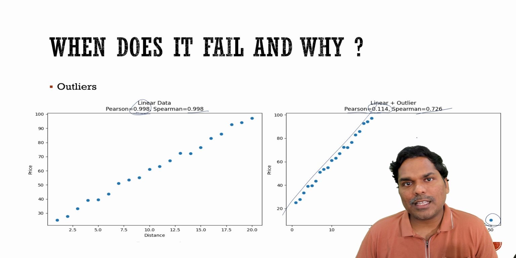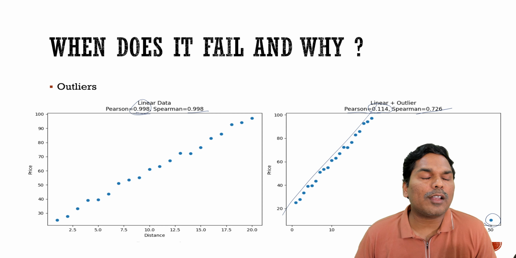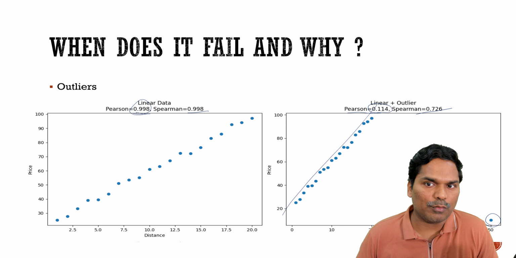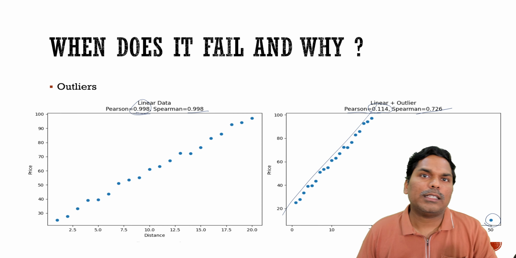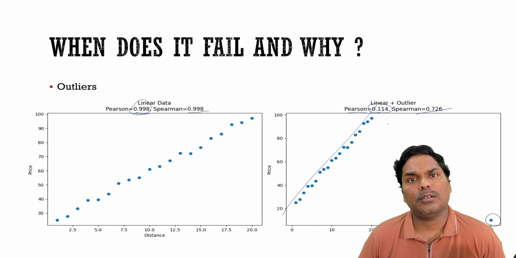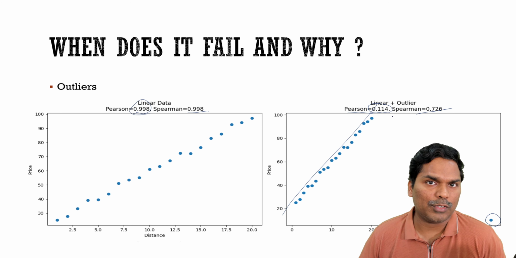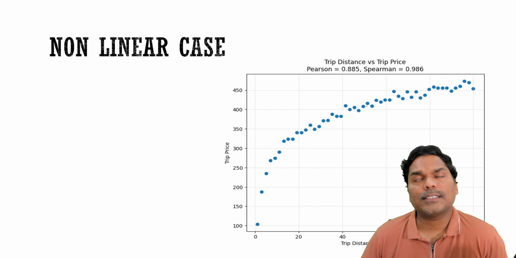A lot of times in real life we get outliers, and without removing outliers, if you look at the correlation coefficient, you will be confused, or you will typically be fooled. So this is one big problem. Having outliers will affect your Pearson's correlation coefficient, but it doesn't affect Spearman's correlation coefficient. We will talk about that case.